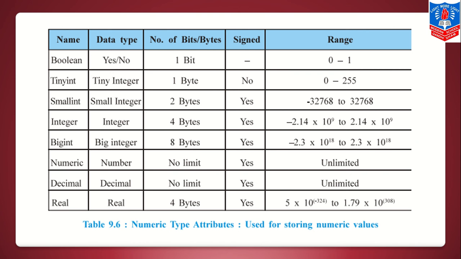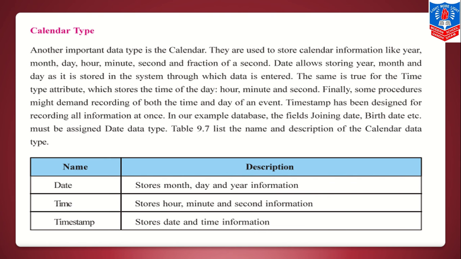Got it, children? Here you can see the numeric data types: Boolean, tiny integer, small integer, integer, big integer, numeric, decimal, real, and their consumption of bytes. Boolean is 1 bit. Their range is also given, children. Tiny integer 1 byte, small integer 2, integer 4, big integer 8, numeric no limit, decimal no limit, real data type 4 bytes. These are the different numeric data types, children.